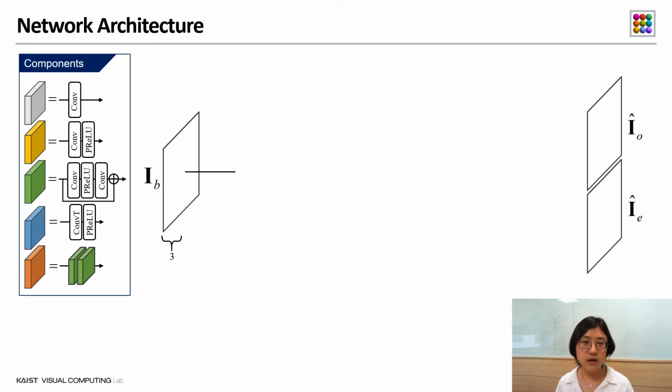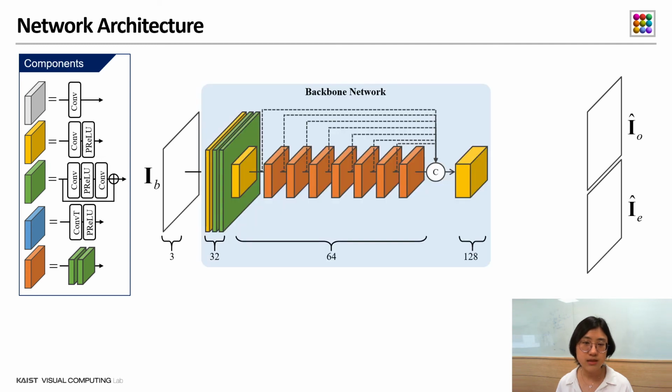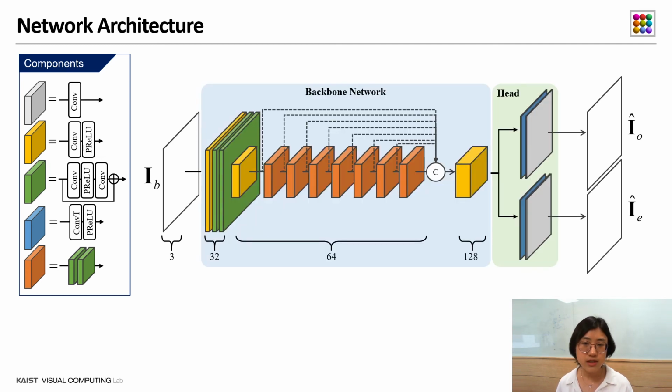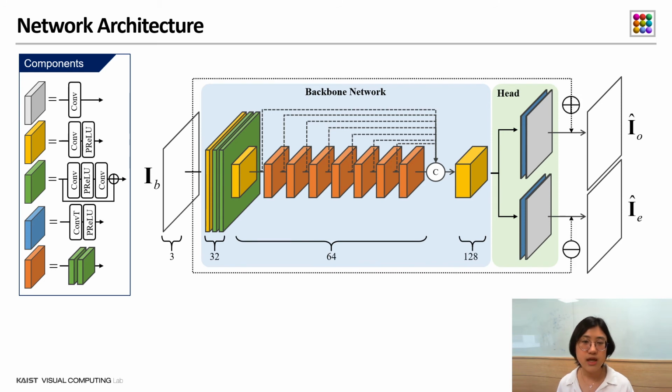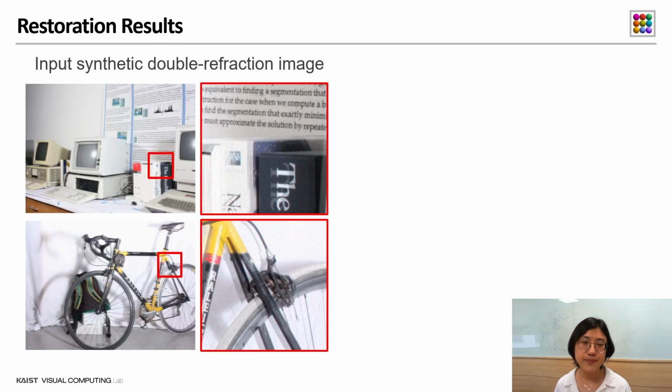Our network architecture consists of one backbone network stacked with residual blocks, and two head networks consisting of transposed convolution. One skip connection adds the output estimation to the input element-wise, and the other skip connection subtracts the output estimation from the input image element-wise.